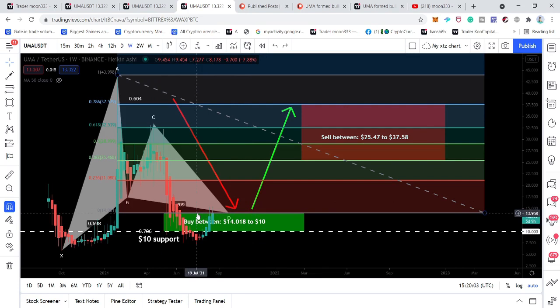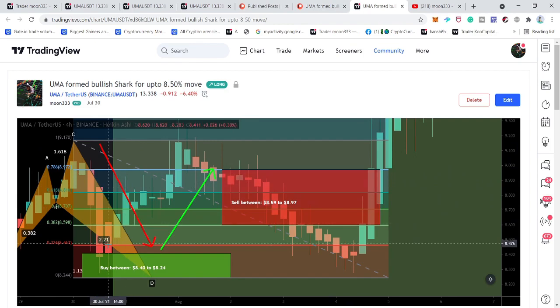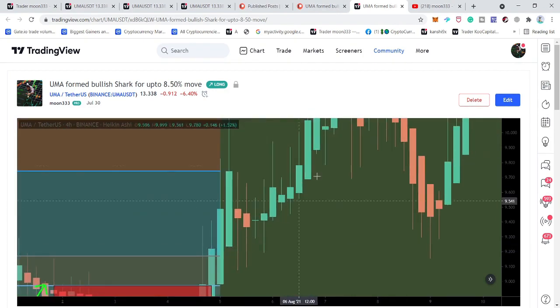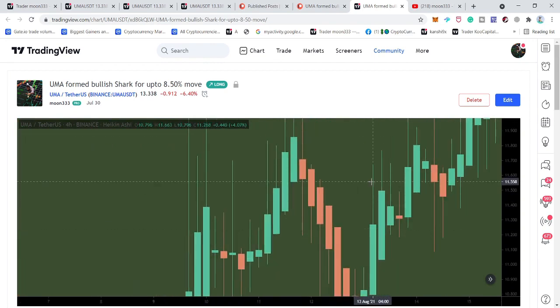And as per the Fibonacci sequence, our targets can be from $25.47 to $37.58. These can be our sell targets, and the buying range can be from $14.18 to $10, and right now you can see that we are in this buying zone, and this can be a very huge move, like we have seen on the 4 hourly time frame chart. When the price action reversed bullish from this harmonic pattern's potential reversal zone, the price action even rallied beyond the sell targets I have defined as per the Fibonacci sequence.